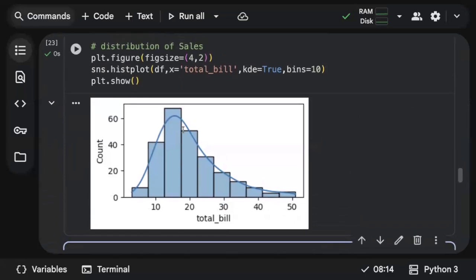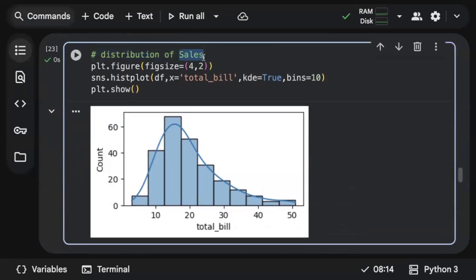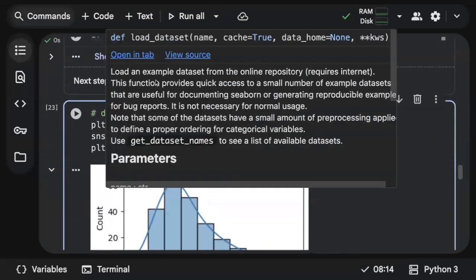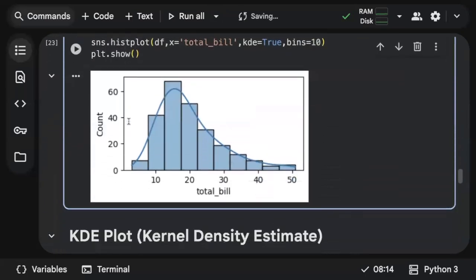See? In my previous sales data, we could see a lot of variation. That's the reason the histogram was not that accurate. But I took the tips data from Seaborn and I'm plotting for the total bill. You can see the distribution. It's so good, right?